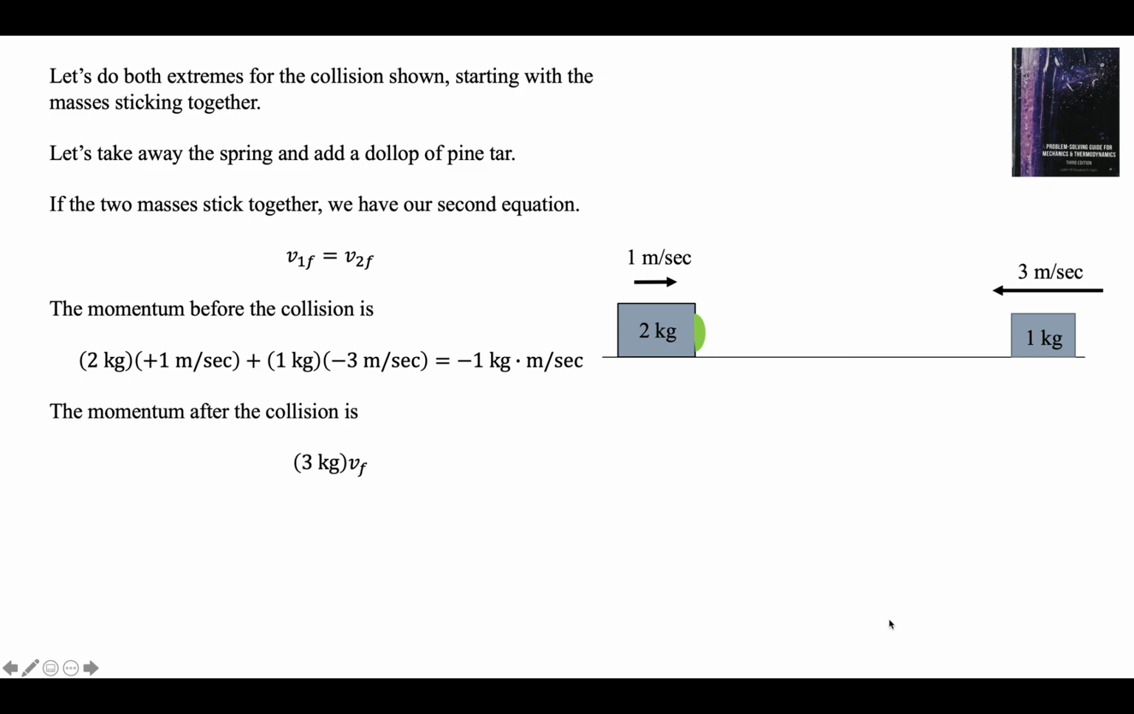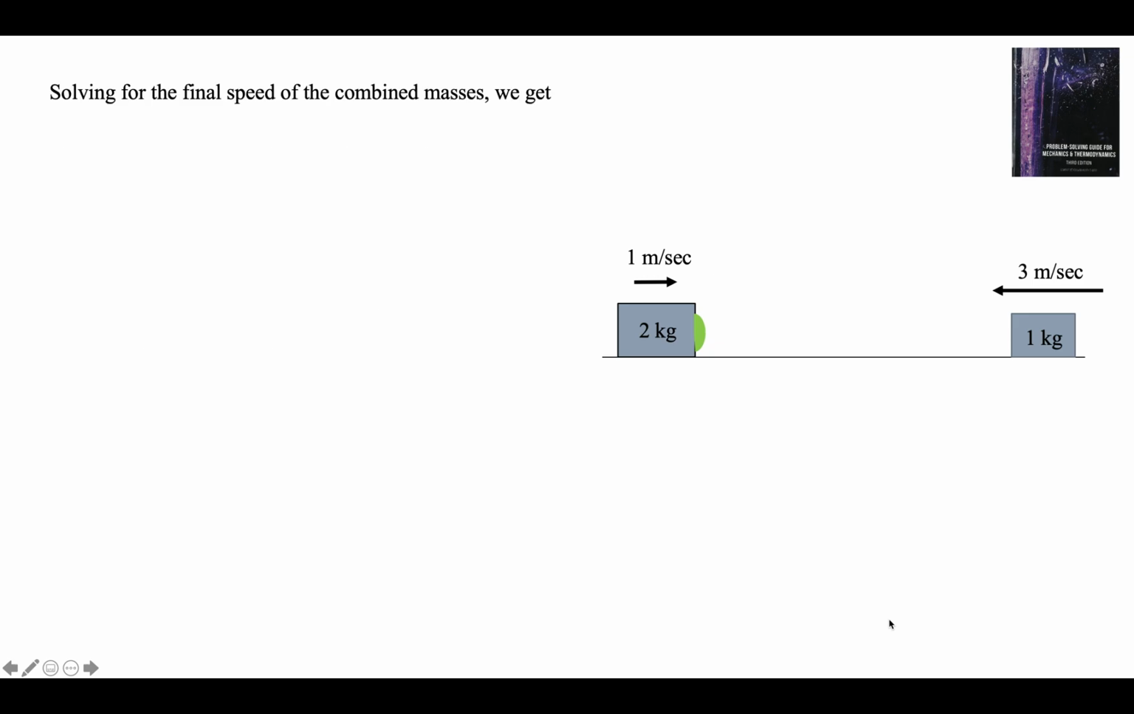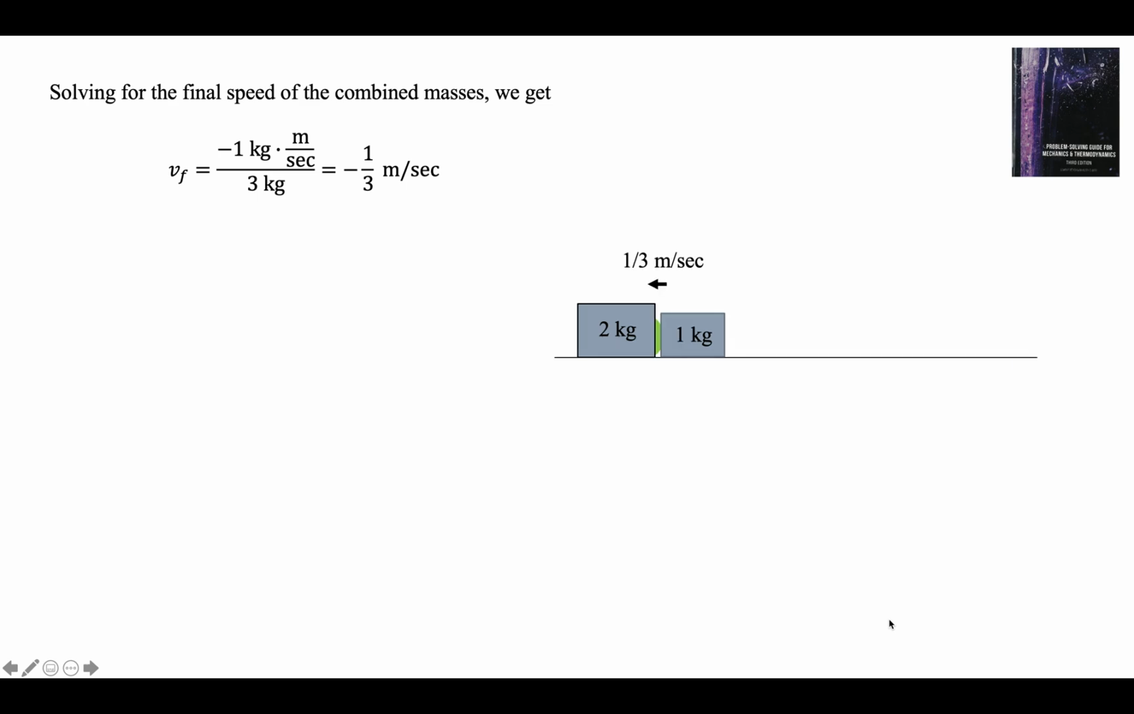After the collision, they stick together, so the total mass is 3 kilograms, and we have V final. We can set the initial momentum equal to the final momentum, and divide by 3 kilograms to get the final speed of the combined masses. It is minus 1/3 meter per second, so it's 1/3 meter per second to the left. The common part B to problems like this would be how much thermal energy is lost. What percent of the kinetic energy is lost?